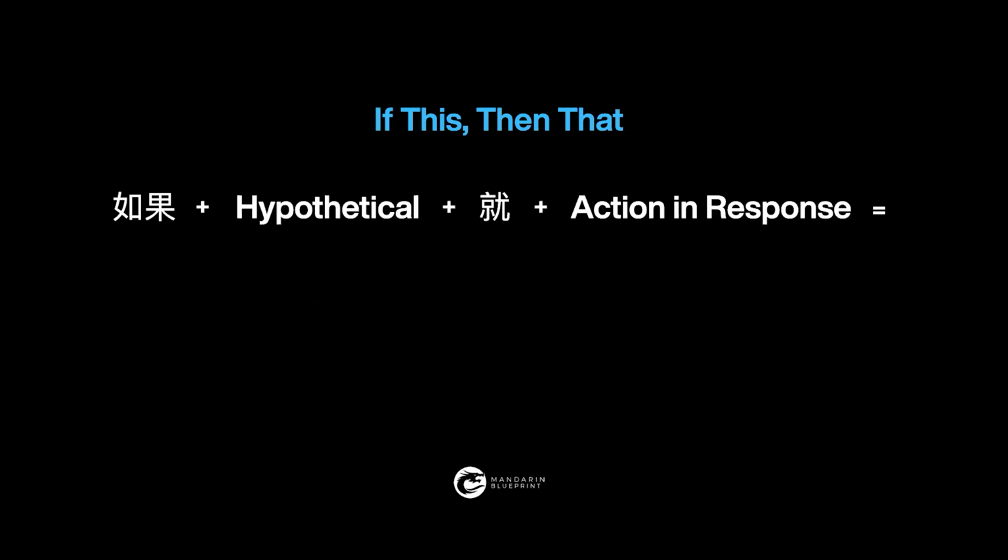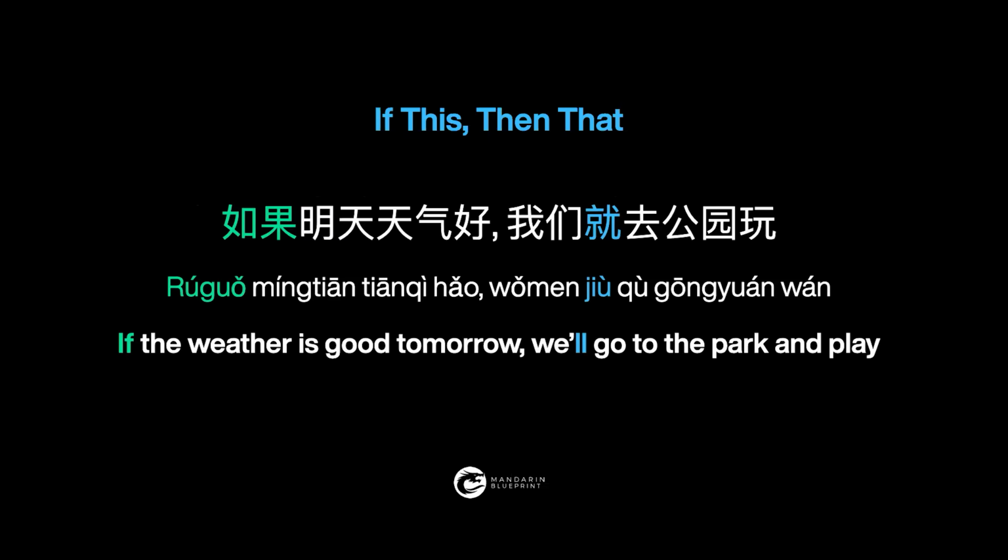Oh, youth. Now, here's one that's probably the most common. 如果就. So this is just the if this, then that function. There's some hypothetical situation, and if that hypothetical situation comes true, then 就 there's an action in response of some kind. If this, then that. And you could also say 要是 plus hypothetical plus 就, but for these examples, I'll just use 如果明天天气好，我们就去公园玩。If the weather is good tomorrow, we'll go to the park and play.